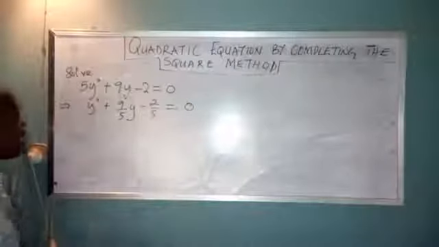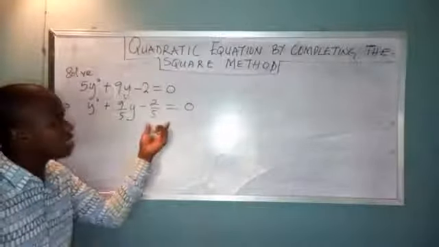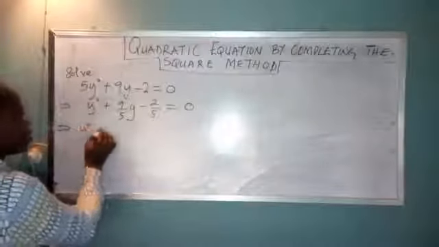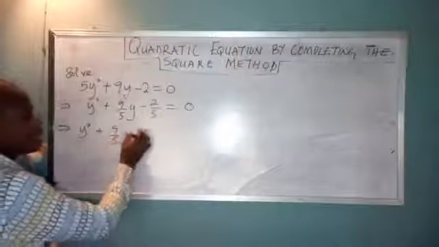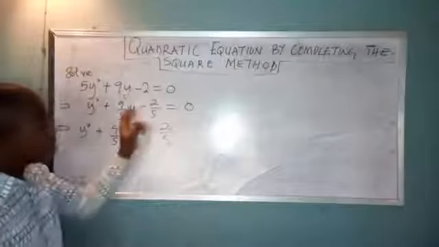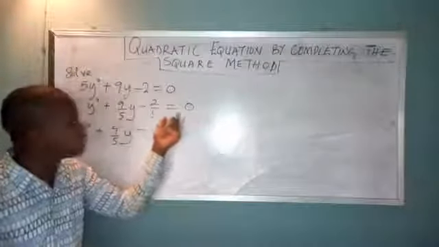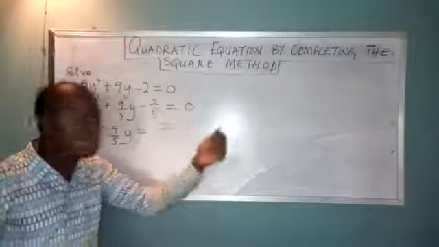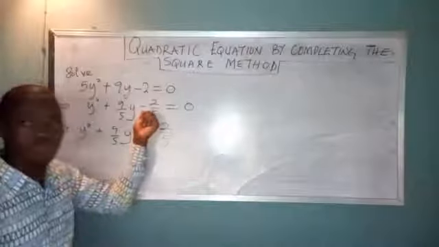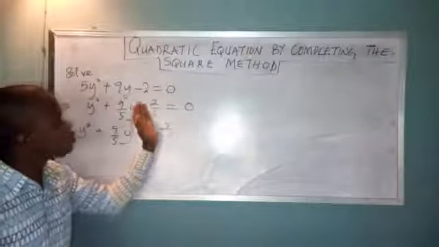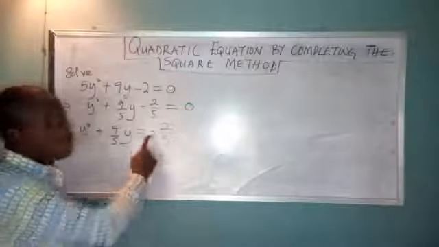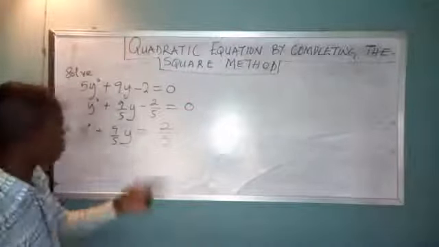Now the next step is to take the constant term to the right hand side. So we have y squared plus 9 over 5y equals 2 over 5. As this one crosses the equality sign, the sign changes to positive. That's why we have 2 over 5 here. If we had plus 2 over 5 here, when it crosses the equality sign to the other side, the sign would change to minus. Are you getting what I'm saying now? So that's how we have this one now.